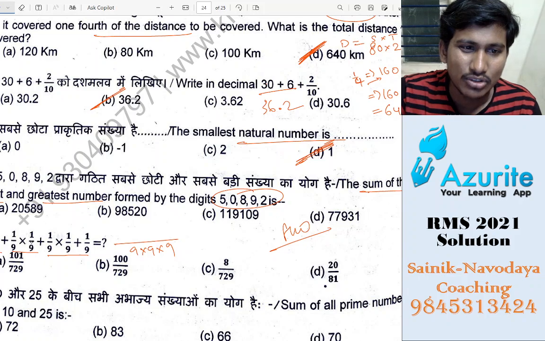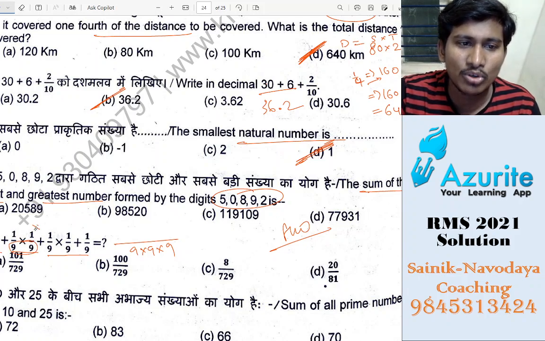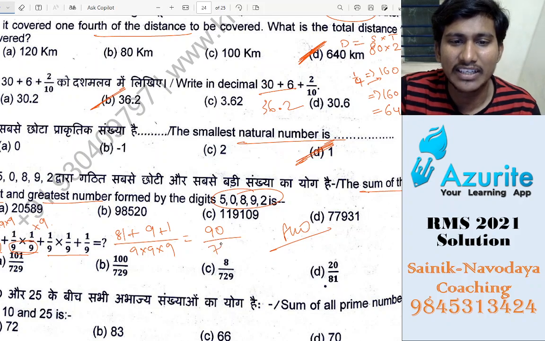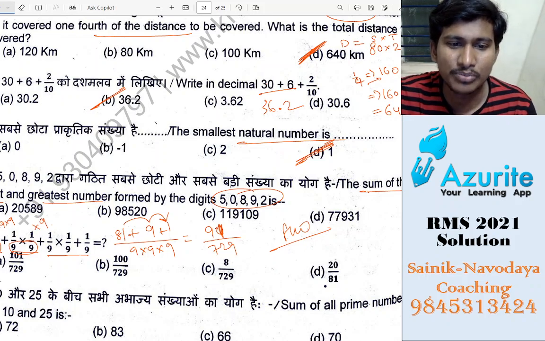Here 2 9s are there. So for this we have to multiply how much? 1 more 9. And there is only 1 9 here. So how many 9s do we have to multiply? We have to multiply 2 9s. So 9 9s are 81 will come first. Here 9 1s are 9 will come in the second. And here we don't have to multiply anything. So 1 only. So 81 plus 9 is 90. 90 plus 1, 91. So 91 by 729. There is no such option.